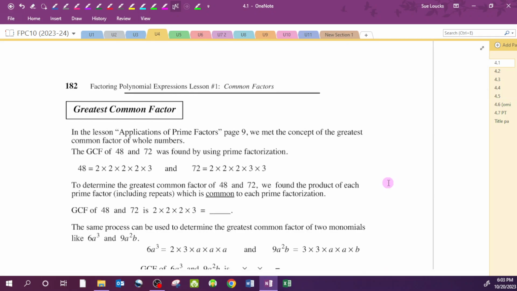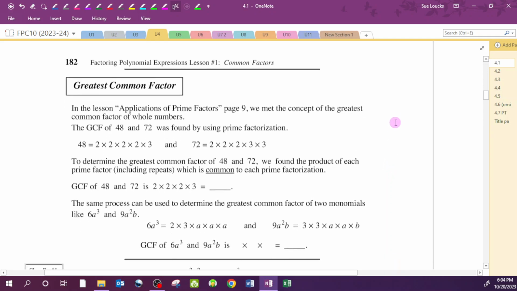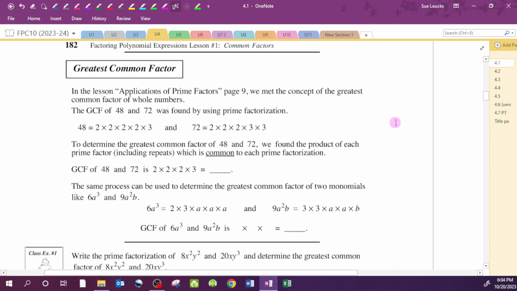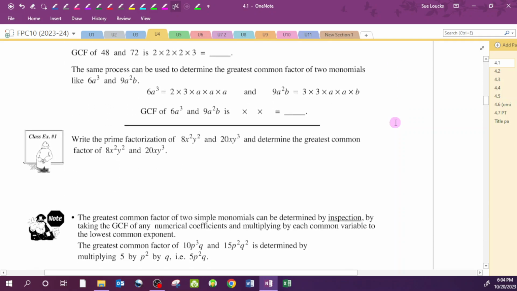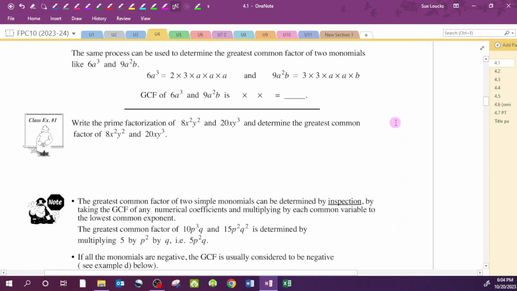So, this just seems overly confusing. Read it if it helps. I'm just going to talk you through the example.